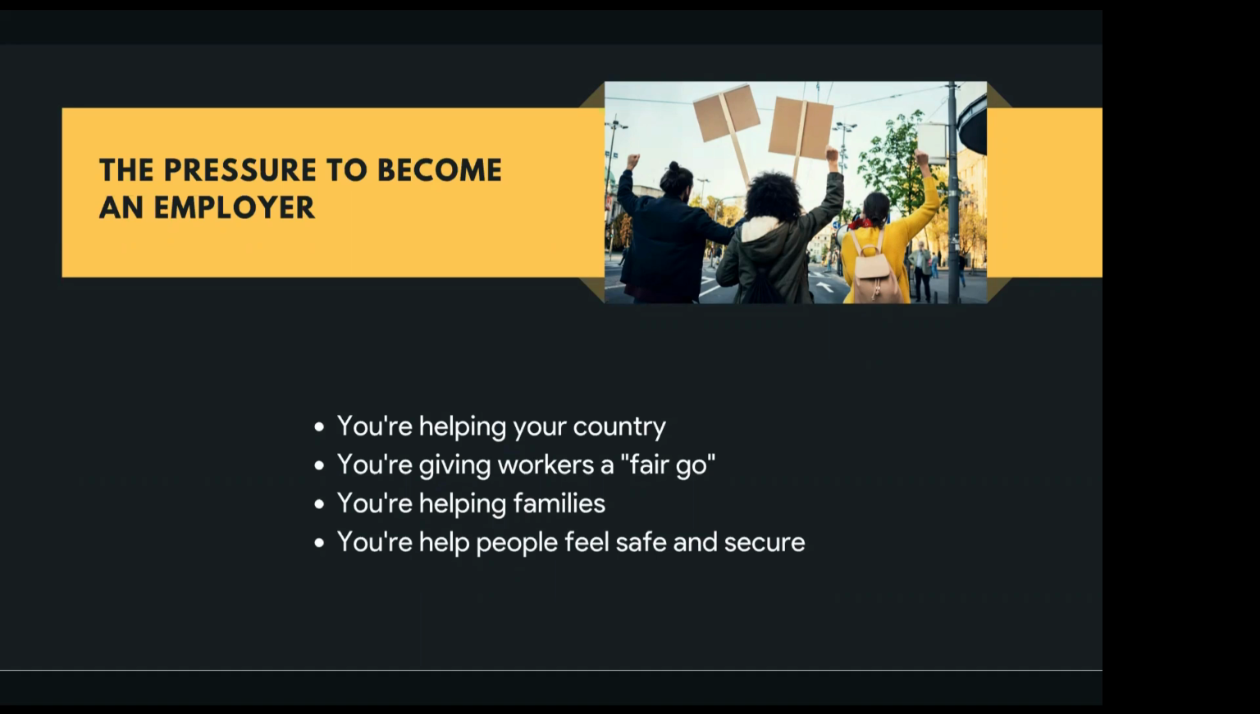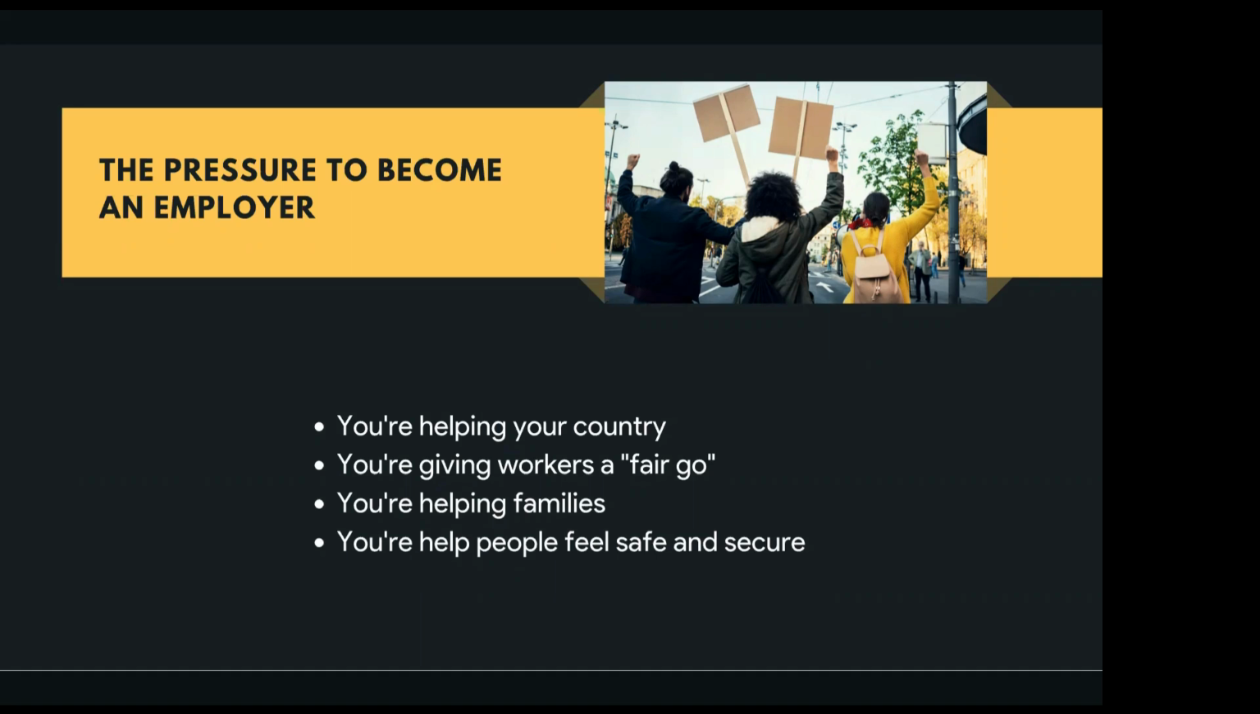Now, I did not get into business to do any of those things myself. I wasn't thinking of my country. I wasn't thinking of workers. I certainly wasn't thinking of other people's families, and I wasn't seeking to help people feel safe and secure as part of the business plan that I was putting together for my business. The businesses that I've been putting together have all been about making myself feel safe and secure. They might be helping my family, and they may be giving myself a fair go. But I never started a business, and I don't think anyone ever truly does start a business with it in mind that they're going to help their country and give workers a fair go.